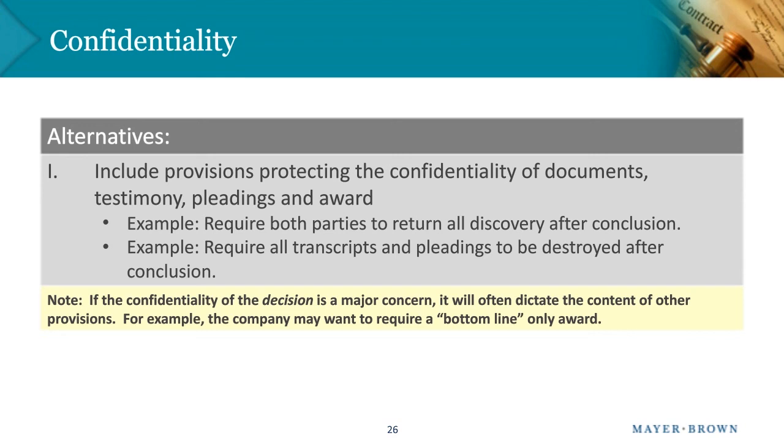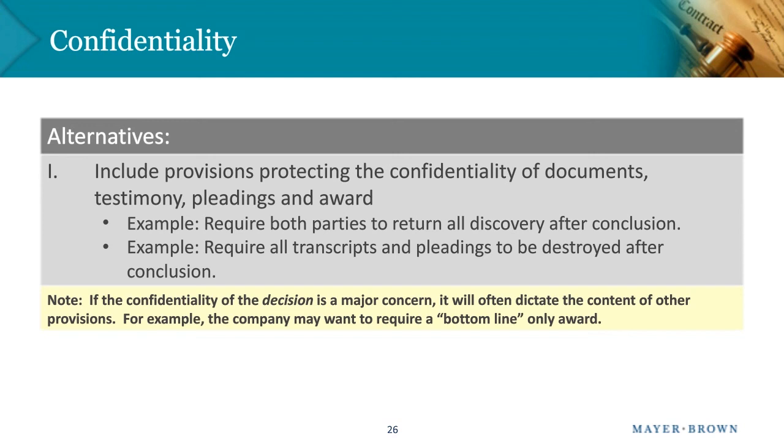One is to address that in your arbitration provision in the license agreement. And the second place where the parties may be able to reach an agreement on confidentiality is if they decide to enter a protective order during the course of the arbitration.